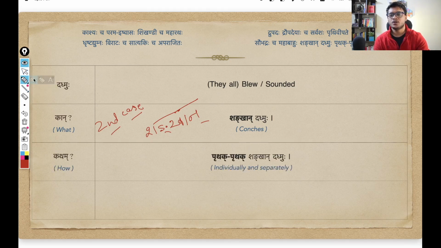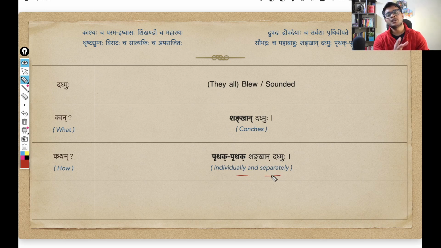And with this, we'll move forward. Immediately, another question is katham, or how. Katham is an avyaya, indeclinable. We use it to ask how. How so? And the answer is prithak prithak. This word prithak is again an indeclinable, an avyaya, and it simply means individually. When we want to show the individuality, the separateness of something, we use this avyaya prithak. Like in Hindi also we repeat, apna apna kaam karo. In similar fashion, this has been used here, prithak prithak. So prithak prithak shankhan dadmuhu simply means individually and separately, all of them blew their respective conches. That is the sense up till here.